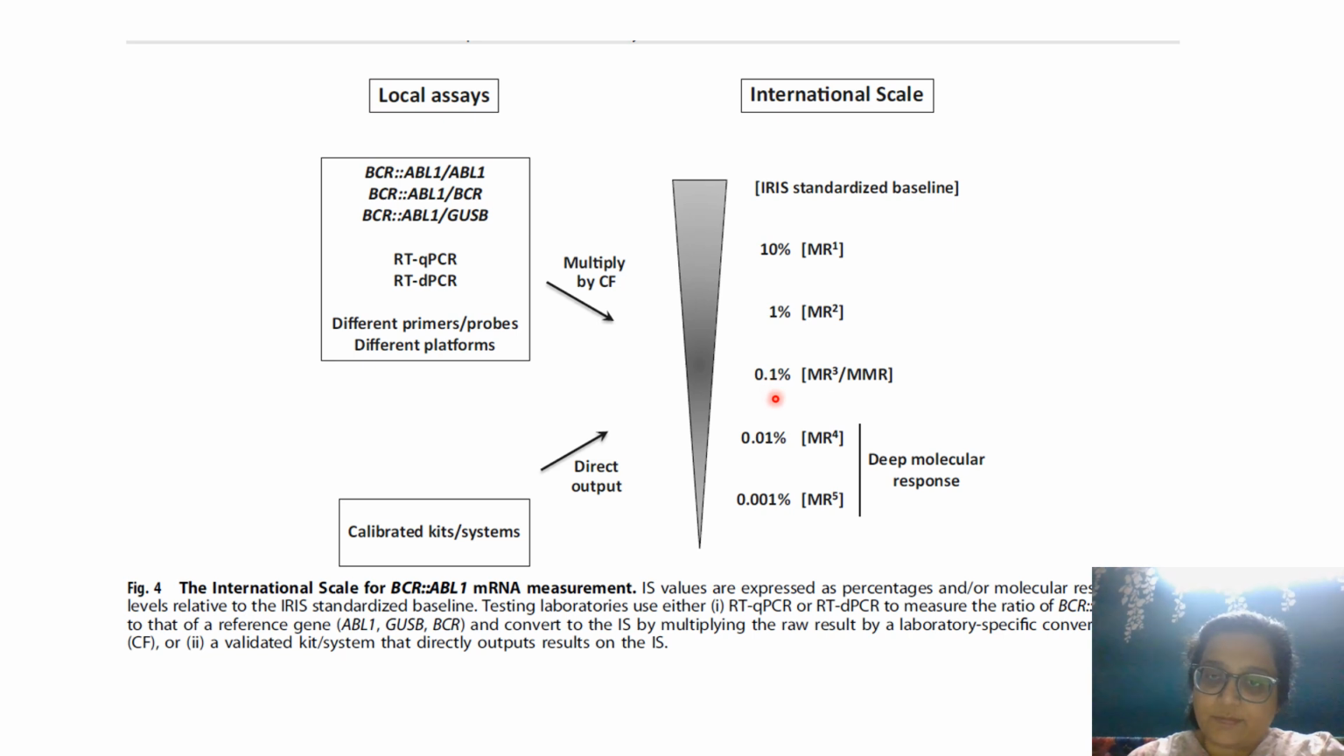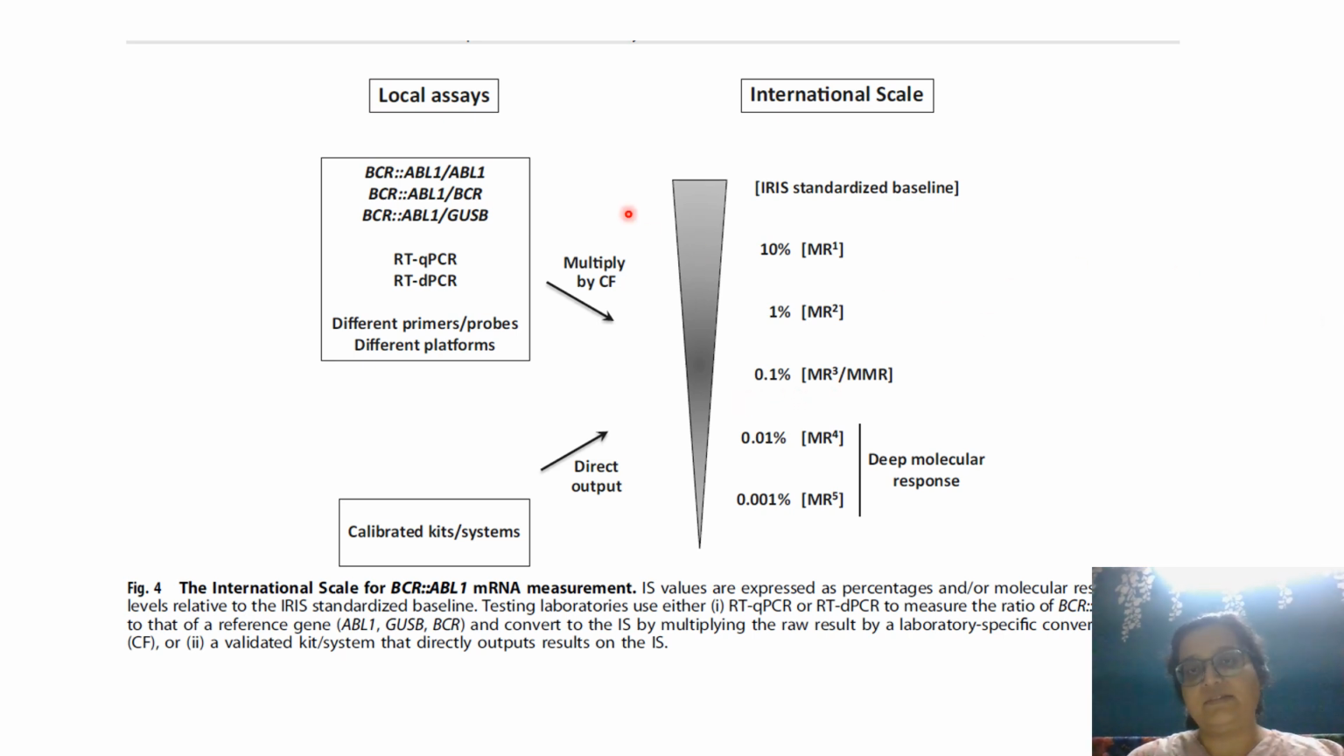If it goes below 0.1%, then it is MR4 and M. That is log 4 or log 5 reduction, a deep molecular response. This is very good, very ideal, wonderful, like cancer cured in a way. But our dream, what we want to attain, is a log 3 reduction, where the tumor burden, the translocation, is seen only in 0.1%.